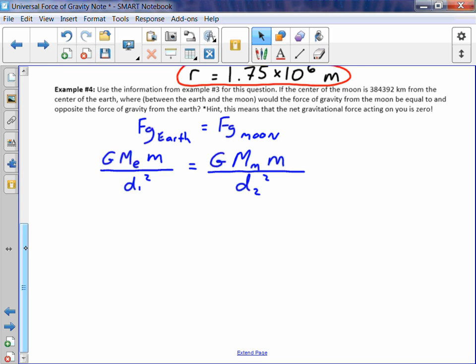Do we need to round that to sig figs as well? We'll call this D total. That is equal to 384,300. So we can say D1 is equal to D total minus D2.